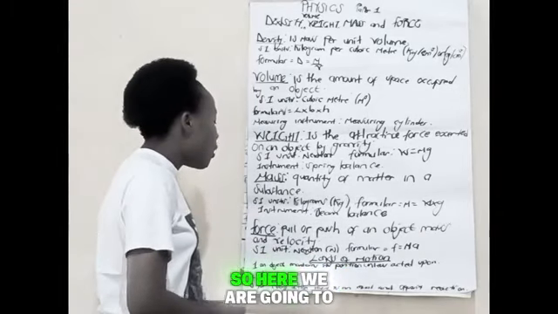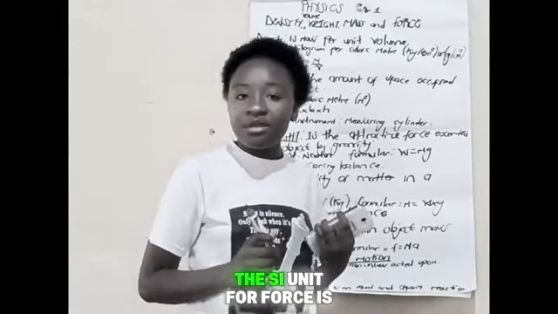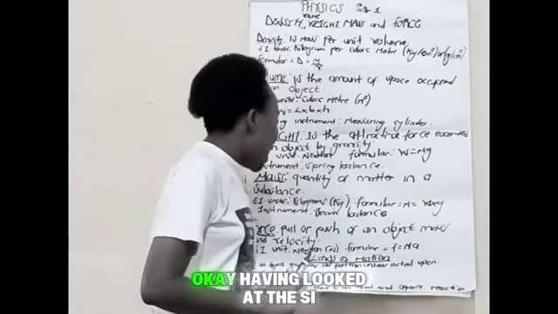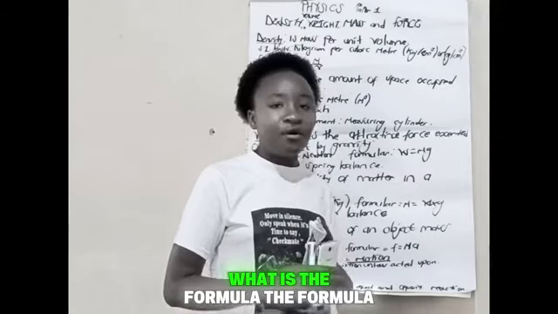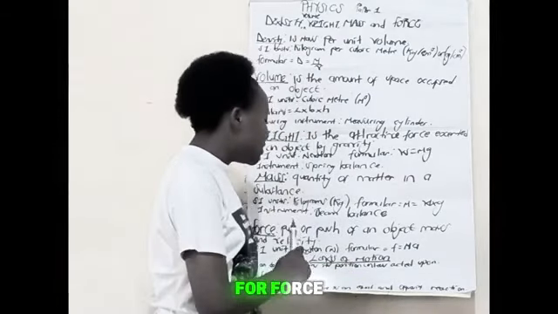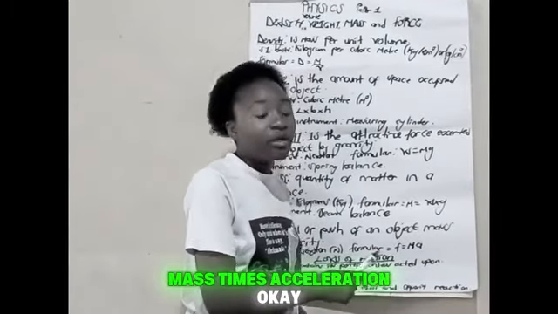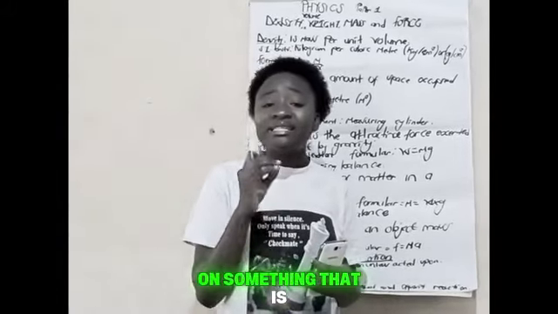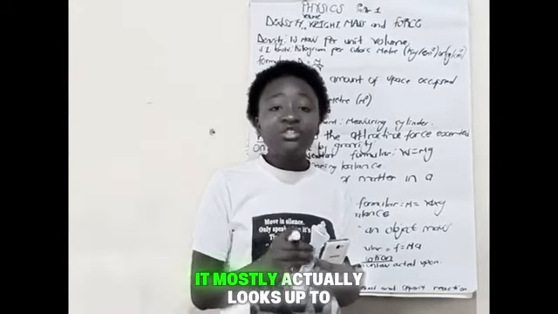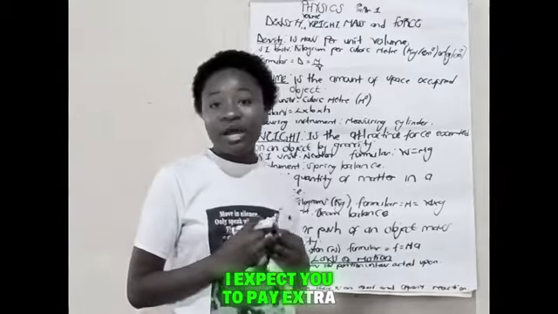Okay, so here we're going to look at the SI unit for force. What is the SI unit for force? The SI unit for force is Newton. Okay, having looked at the SI unit, we are going to look at the formula. The formula for force: force is equal to mass times acceleration. Okay, having looked at this, we're also going to tackle something that is mostly tested, so here I expect you to pay extra attention.